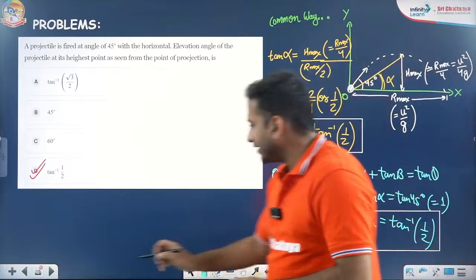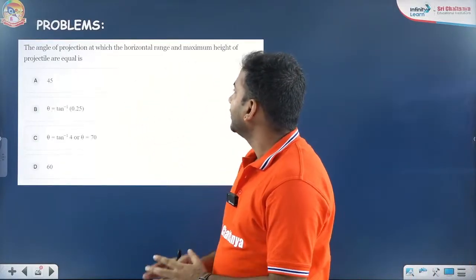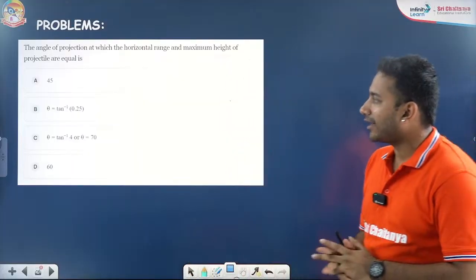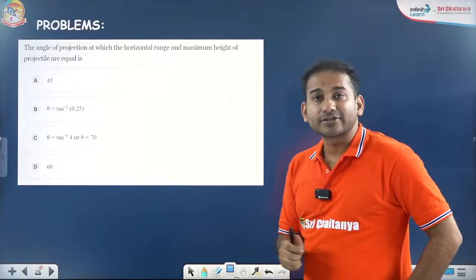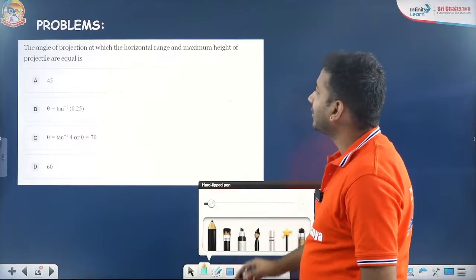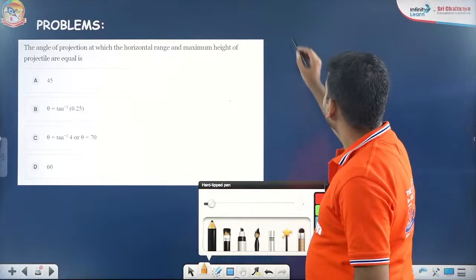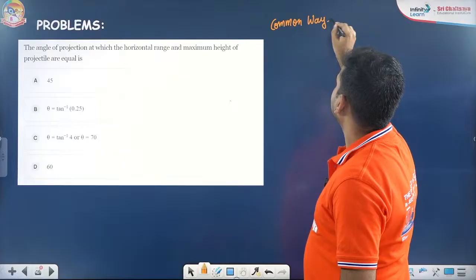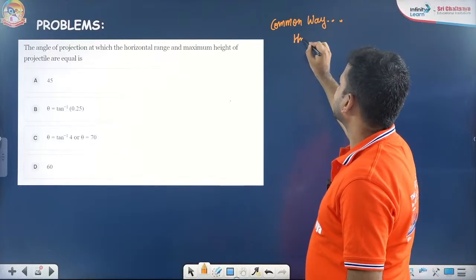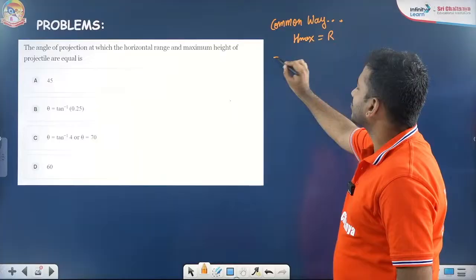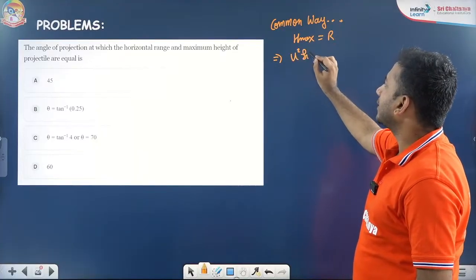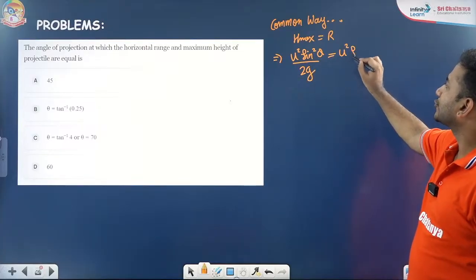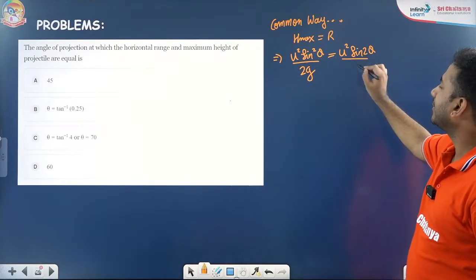Right, let me take you to another one now. The angle of projection at which the horizontal range and maximum height of a projectile are equal. The common way of doing that is, given they are saying H max will be equal to R. So the H max value will be equal to u square sine square theta by 2g. The R value is u square sine 2 theta by g.